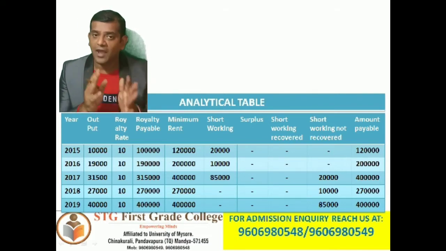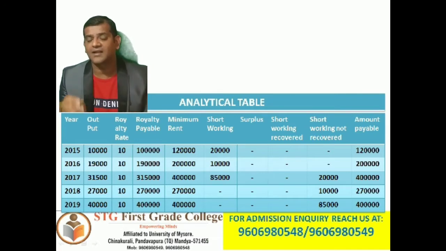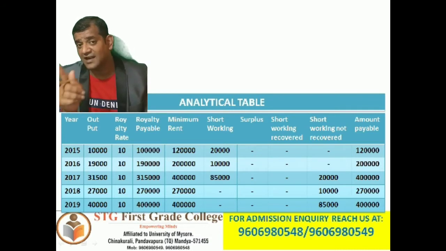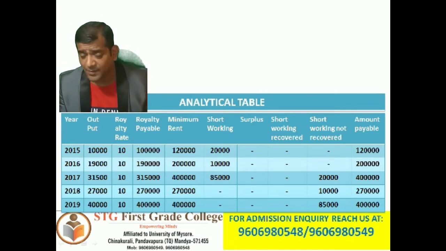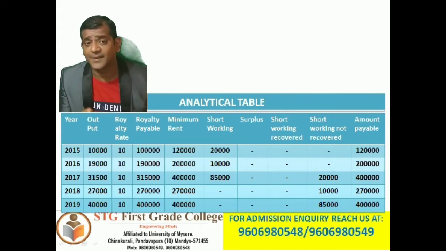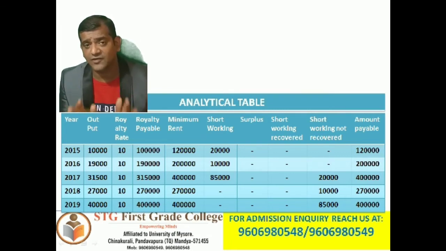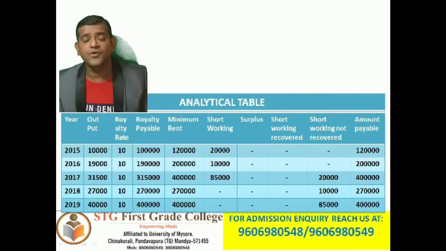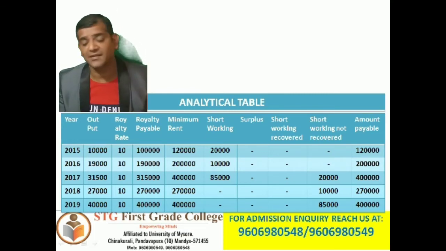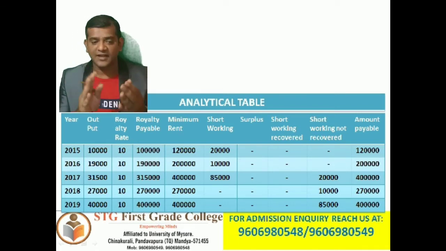Okay, so now the amount payable column. Again I always tell you people to compare the royalty payable and minimum rent. Whichever is greater goes to the amount payable column, on condition that there is no adjustment, that means short working recovered. If short working is not recovered, directly post it. Okay, so we are posting 2 lakh rupees to the amount payable column. Okay, are you all clear? Yes. So let us move further.